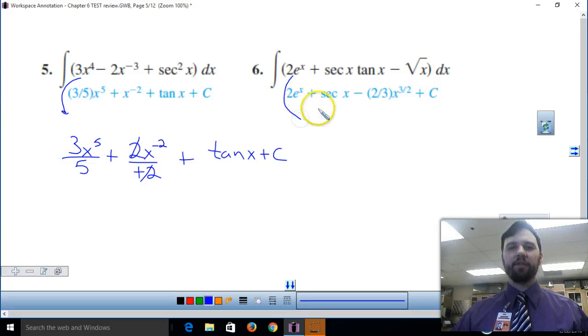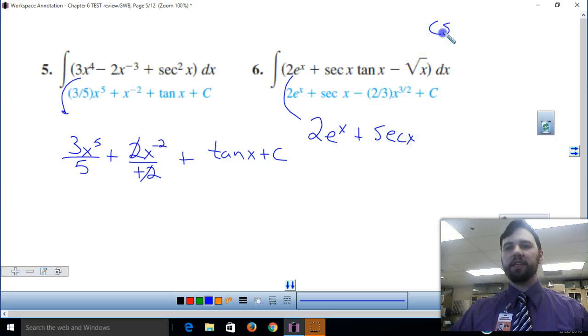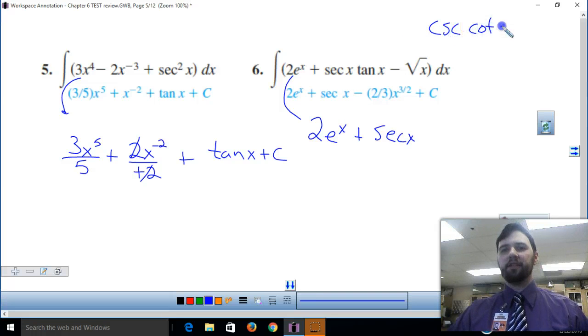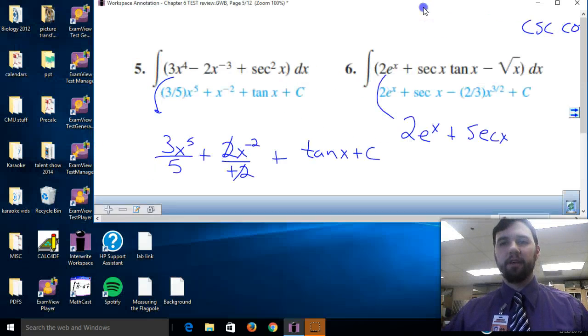Alright, antiderivative of 2e to the x is 2e to the x. Secant tangent is secant. Just like cosecant cotangent is negative cosecant. Know that going into it.